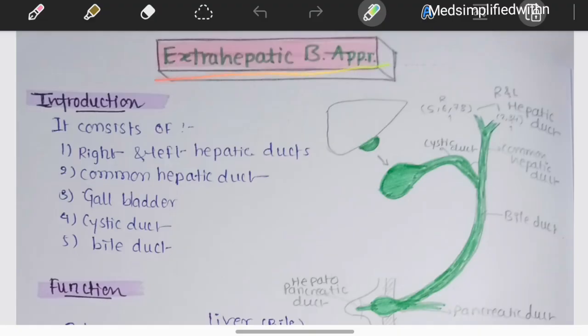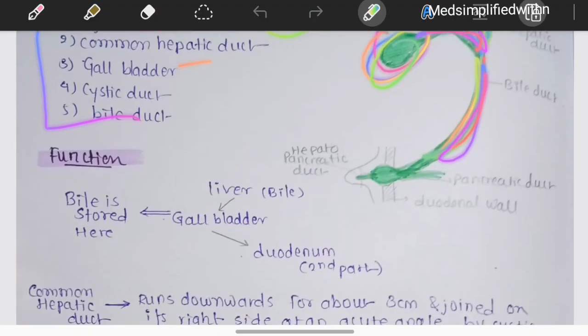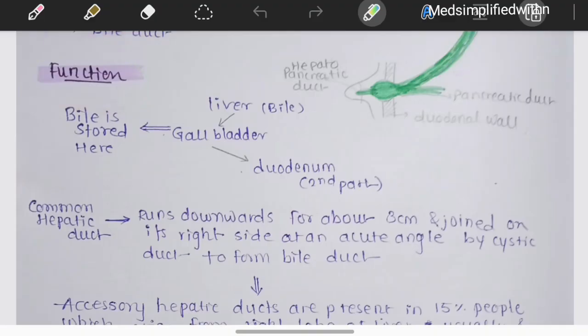The extrahepatic biliary apparatus consists of these 5 parts: right and left hepatic ducts, the common hepatic duct, then the gallbladder, then the cystic duct, and this is the bile duct. These are the 5 parts. Now the functions of each one by one.